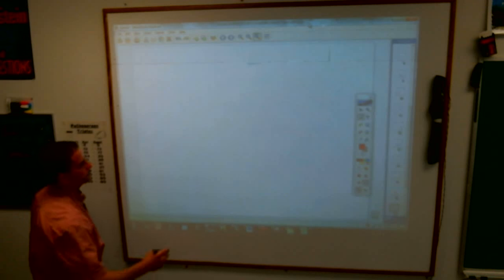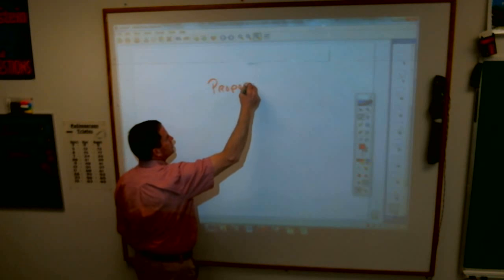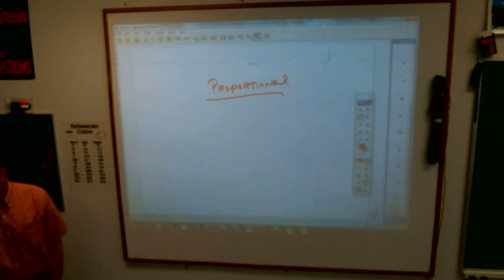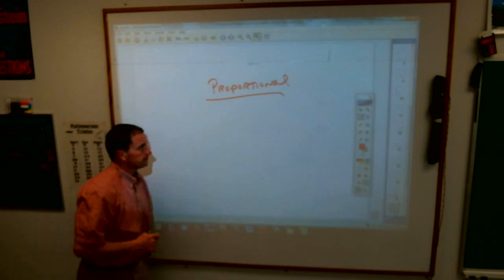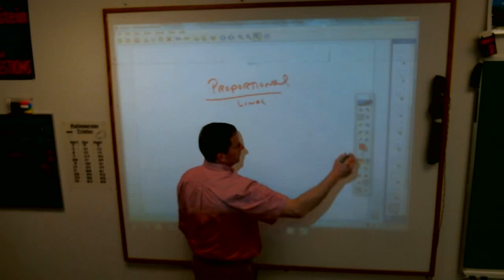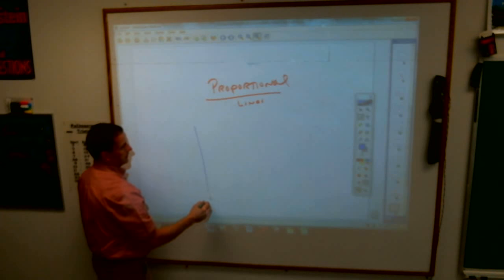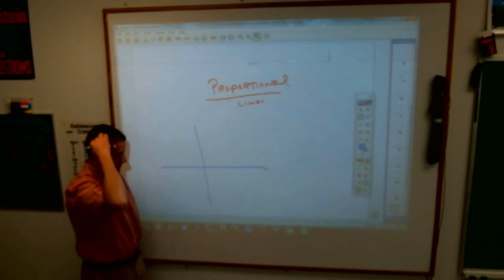Proportional. I guess equations, is that what I'm looking for? Yeah, linear equations, ratios, whatever here. I guess let's just go with lines, just for now. I can't remember what we talked about here. How do you know if something is proportional? Did we talk about this?